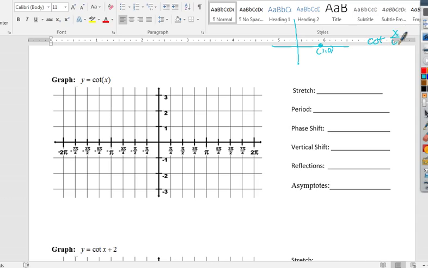Cotangent is x/y. So what's going to happen when I go x/y, we're going to have 0 in the denominator, again creating an asymptote. When I move to pi/2, we're at 0, 1. So x/y will get us 0. And then when I move over to pi over here, we're at -1, 0. Again creating a 0 in the denominator, which creates an asymptote.